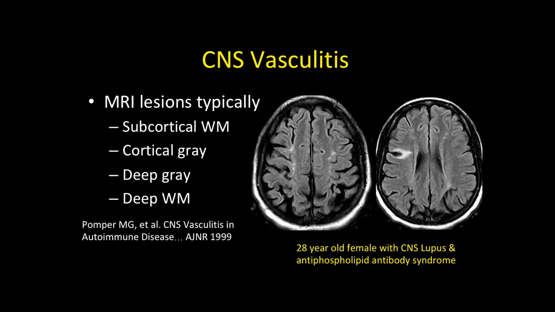Here's another case of CNS vasculitis in a patient with lupus and antiphospholipid syndrome. MRI lesions typically in vasculitis affect the subcortical white matter, cortical gray matter, deep gray matter, and deep white matter in decreasing order. And in this case, you see lesions in the subcortical white matter on the left, and on the right, you see an infarction of the cortical and subcortical white matter. This could be very confusing, and there's overlap with multiple sclerosis, but these patients have different clinical symptoms, and the volume loss associated focally with the infarction should give it away on the right image.